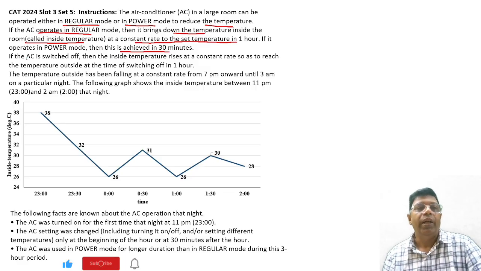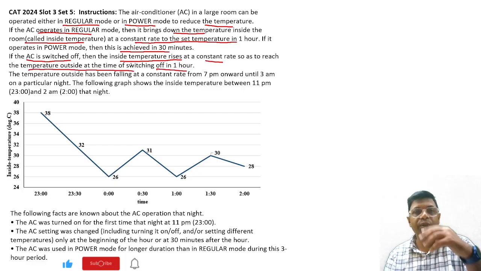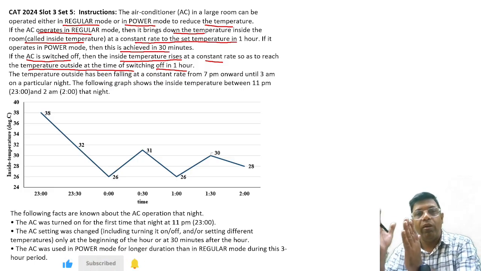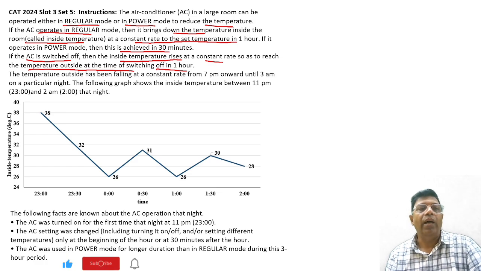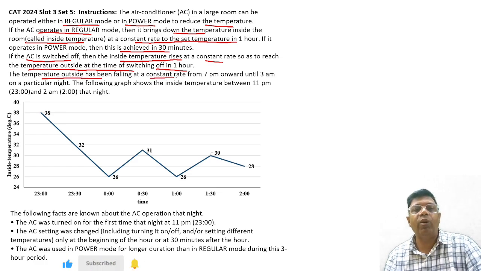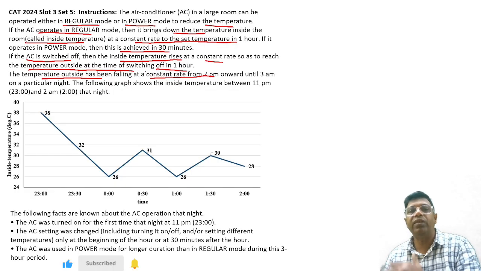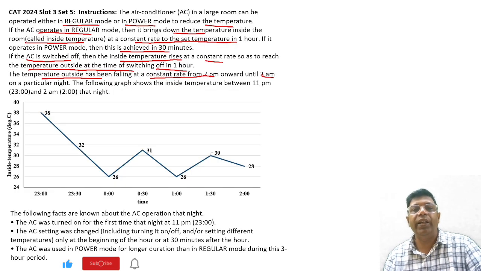Great. If the AC is switched off, then the inside temperature rises at a constant rate so as to reach the temperature outside at the time of switching off in 1 hour. So suppose if you switch off the AC, now it will attain the room temperature or outside temperature in 1 hour. And the temperature outside has been falling at a constant rate from 7 p.m. From 7 p.m. onward, every hour, the temperature is getting down until 3 a.m.